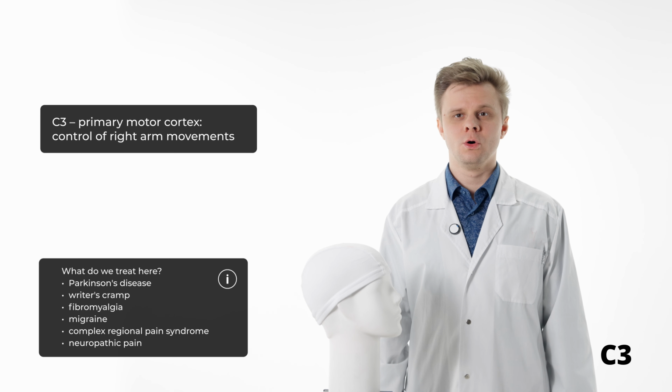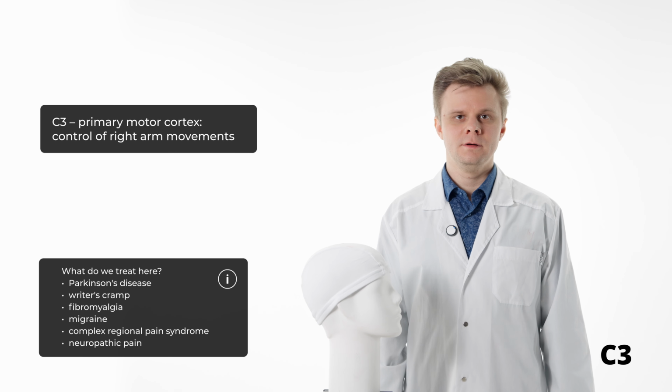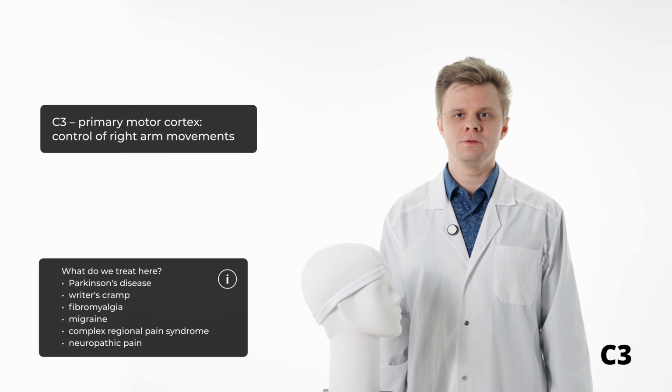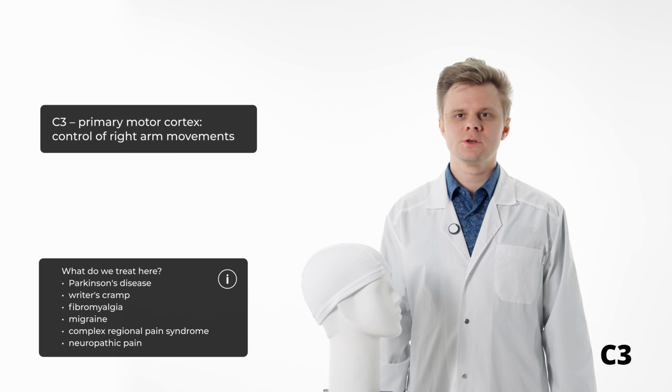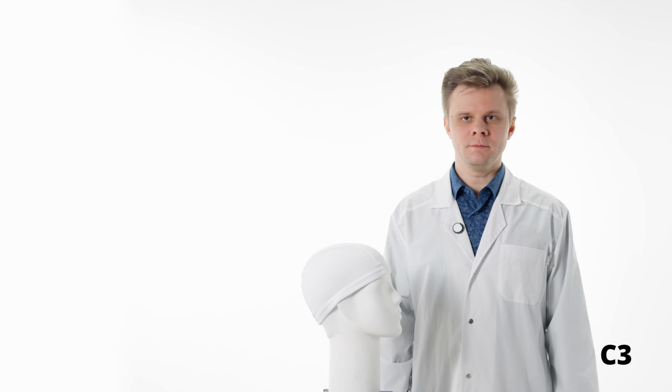The primary motor cortex that controls right hand movements is located at C3 point. This point may be helpful in patients with Parkinson's disease, writer's cramp, fibromyalgia, migraine, stroke rehabilitation, complex regional pain syndrome.